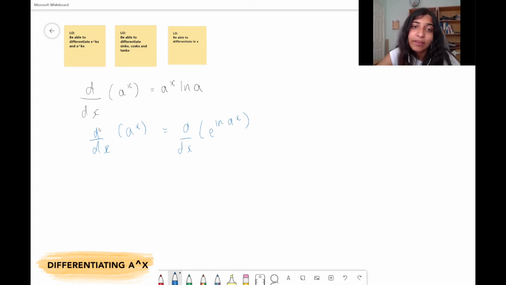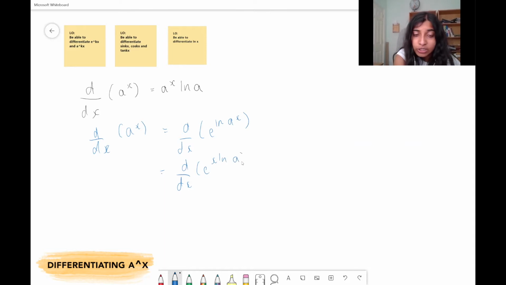If you remember, if you take the exponential of ln of something, you just get what that something is. So if you do e to the power of ln a to the x, you would just get a to the power of x. So we can rewrite that as d over dx of e to the power of x ln a, using the fact that you can bring your power down using log rules.